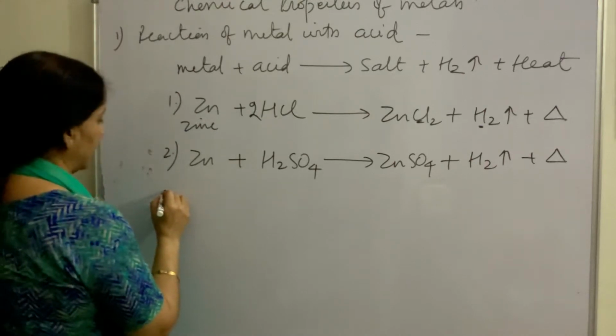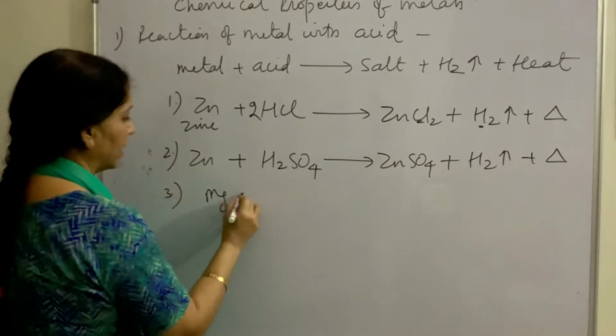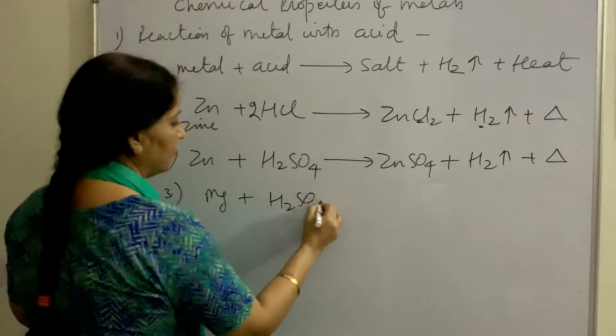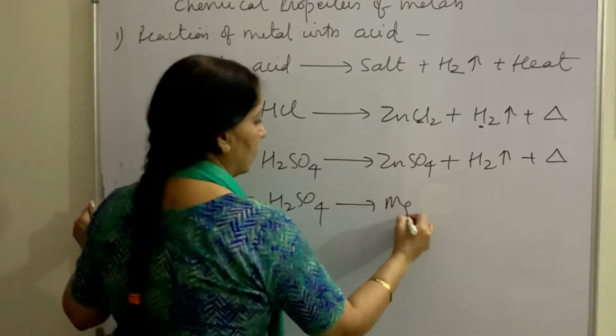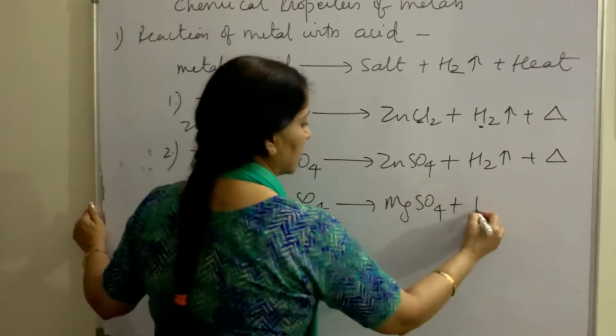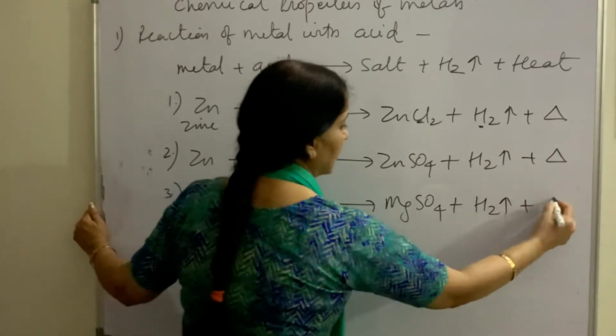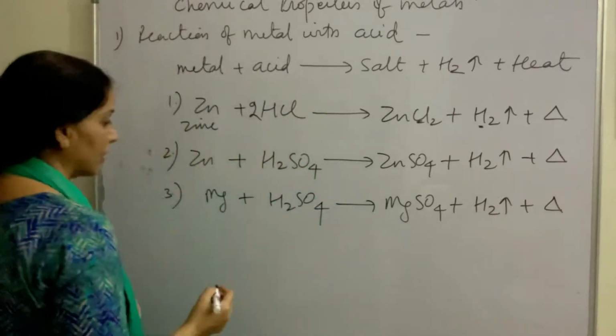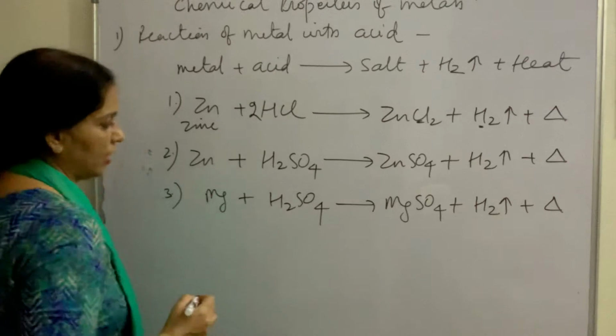We'll change our metal. We can take magnesium with sulfuric acid. It will form magnesium sulfate plus hydrogen gas plus heat is released. We know that H2SO4 is a strong acid.